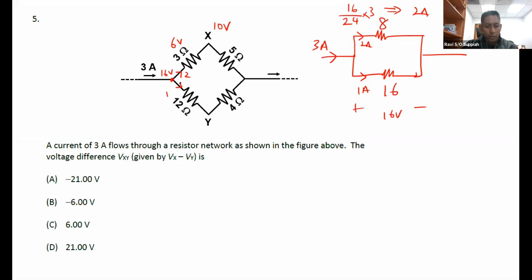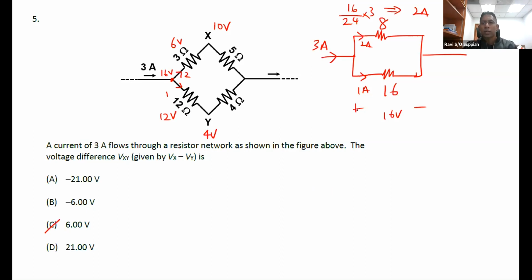Okay, 12 ohms here. So sorry, 1 ampere goes in here, 12 ohms. So I got a 12 volt drop here. So 16 minus 12, I get 4 volts. All right, so the total difference between X and Y is 10 minus 4, which is 6.